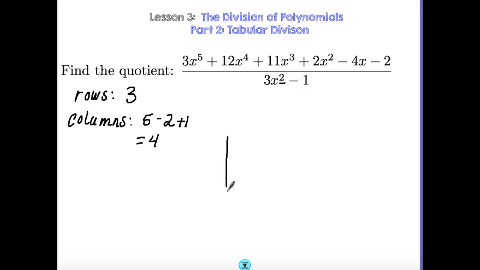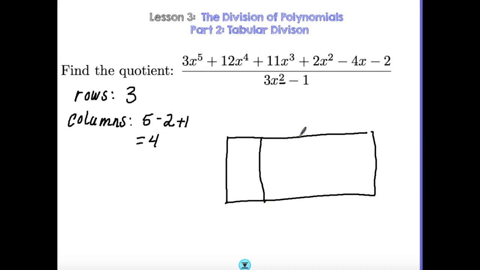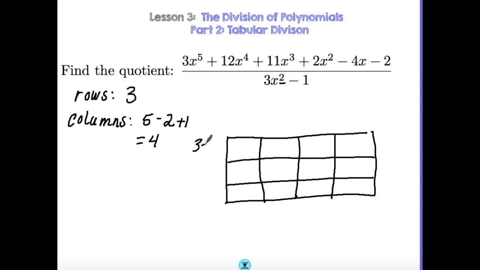So we have 3 rows by 4 columns. Now watch what happens here. And these are not perfect boxes, and we need how many rows? 3 rows. But if I do my standard 3x squared, I only have 2 spots. So what I'm going to do here is skip this spot in the middle, and I'm going to put the negative 1 down there. And I think about this being some kind of x term, right? 2, 1, 0 power. And the 3x to the 5th is going here. And the negative 2 is going here.